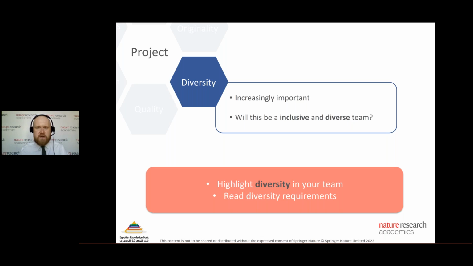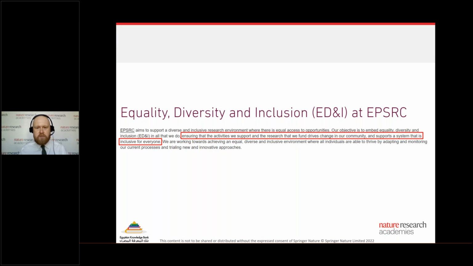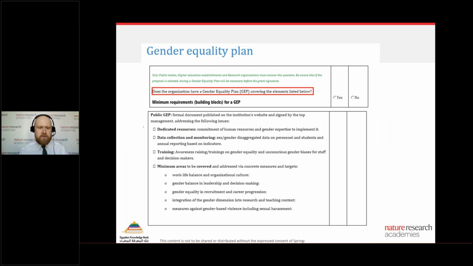Okay, so here's a few examples I wanted to give you. So this is an example from a funder called the EPSRC. This is a European funding body. Now, their stance on equality, diversity, and inclusion is that they are ensuring that the activities we support and the research that we fund drives change in our community and supports a system that is inclusive for everyone. Okay. And here's another example, and this is from Horizon Europe, where you're expected to fill in a gender equality plan. And you'll be asked to address all of these points.